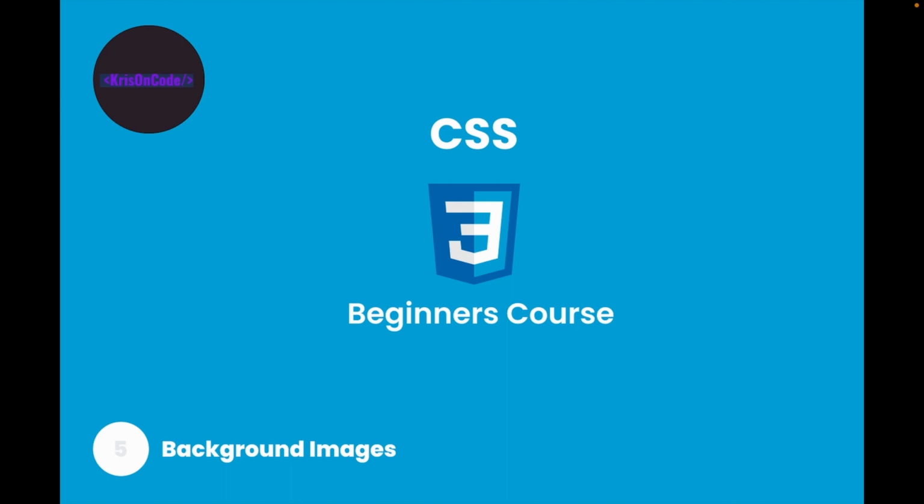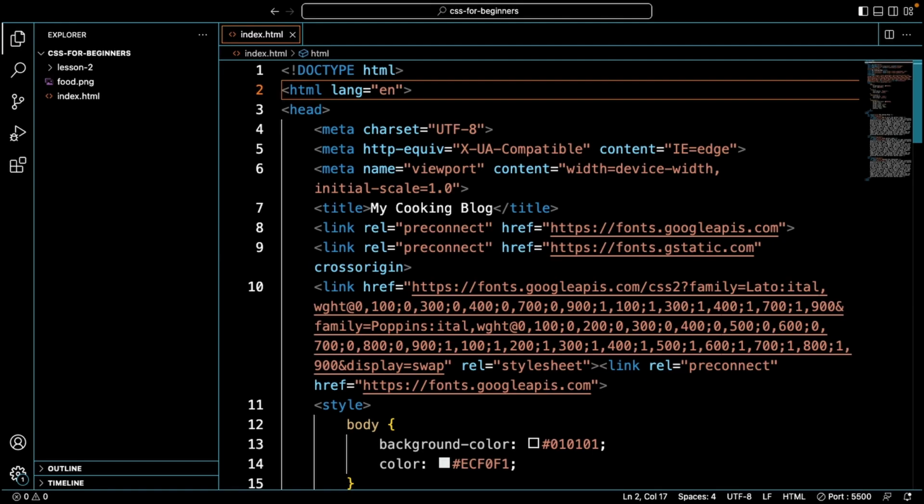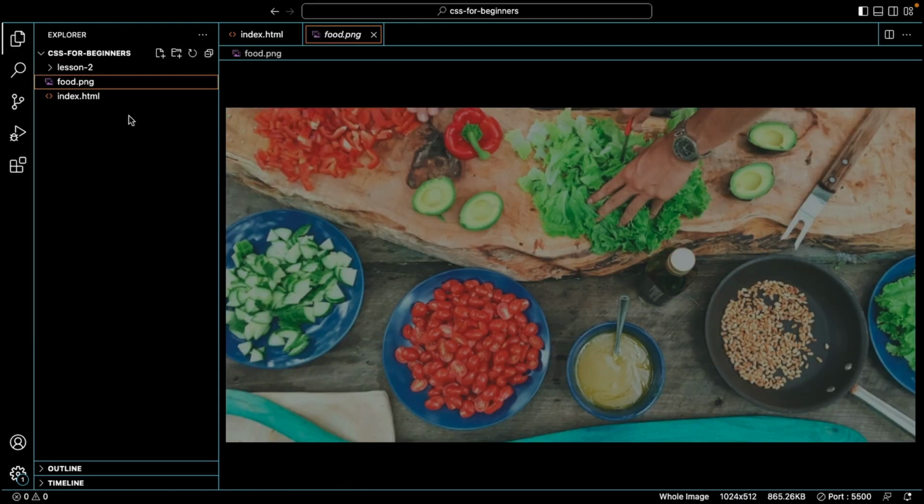Welcome back to CSS Beginners course, Lesson 5, Background Image. In this lesson, we'll cover background images and positioning. In this lesson, we're going to continue working on our blog page. And there's an image that you can find in the repository for this lesson that we'll be using.